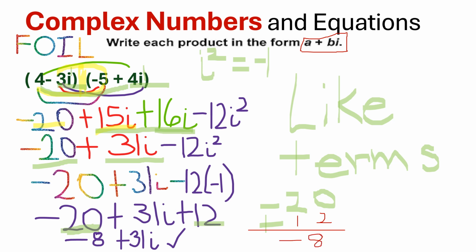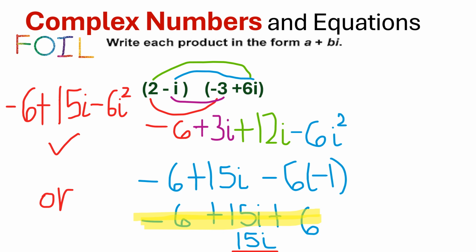I just want to write this here. Okay, we're foiling again. 2 times negative 3 is negative 6. 2 times positive 12 is 12i. Negative i times negative 3 is 3i. Why? Negative times negative becomes a positive. And over here, we take negative i times 6i, and we make it negative 6i squared. So we have negative 6 by itself, plus 15i.